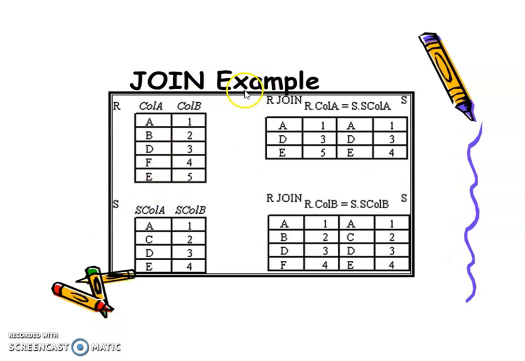Here is an example of join for R, column A and column B, and S, column A and column B. R join on R.column A equal to S.column A, so here we generate this table. And for R join on R.column B equal to S.column B, so here we generate this table.